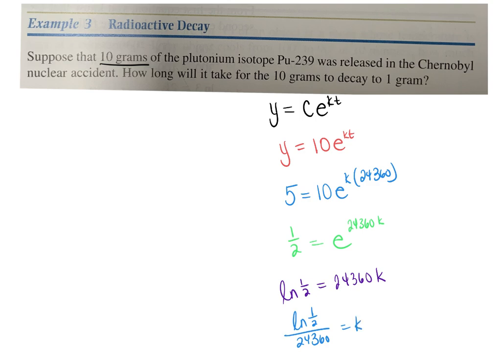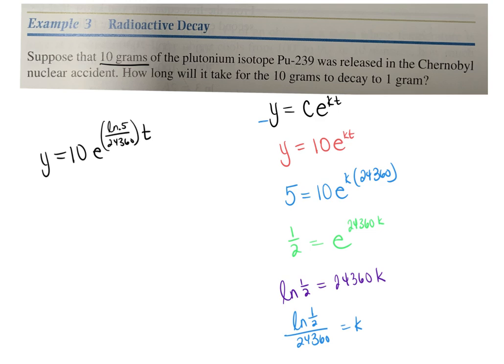And they want to know, how long will it take to decay to 1 gram? What am I solving for if it's 1 gram? They're giving me my Y, right? They want me to solve for how long. That's my T. So if I were writing this equation out, what does my equation look like? Y equals my starting point 10, e to the K. Well, the K is this crazy number, I'm just going to leave it like this: ln of 1 half over 24,360 times T.